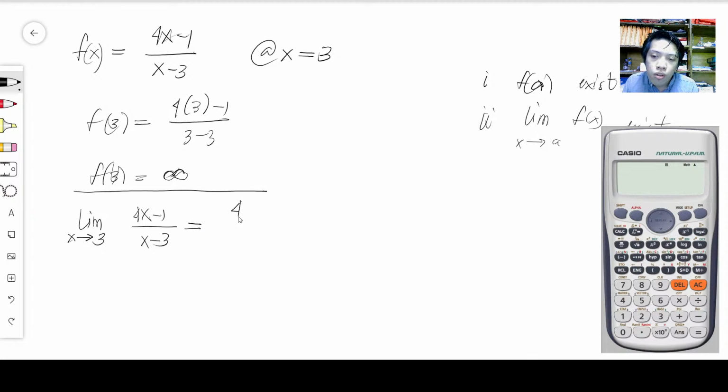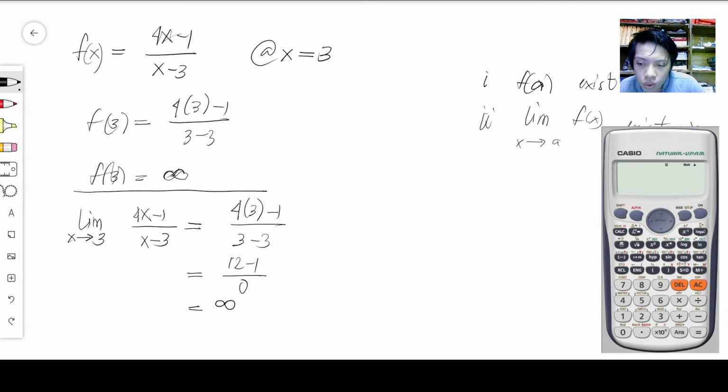So this will be 4 times 3 minus 1 over 3 minus 3, which is equal to 12 minus 1 over 0. The denominator is 0, so this is undefined. This means the limit also does not exist. Okay, so what type of discontinuity is this? We have another type of discontinuity, what we call the infinite discontinuity.